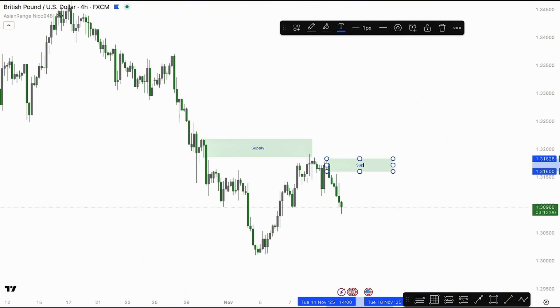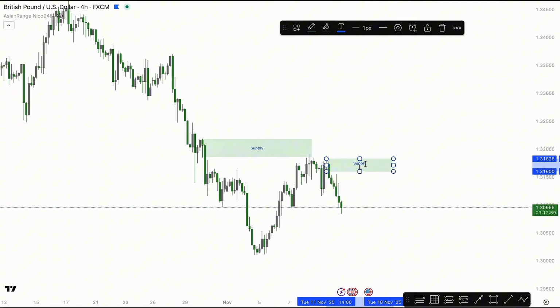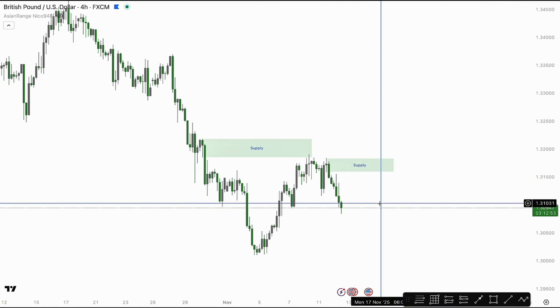and then there's a supply zone. So we'll be waiting for the market to react to this zone before the continuation of the selling towards the demand zones that we mapped out earlier on.